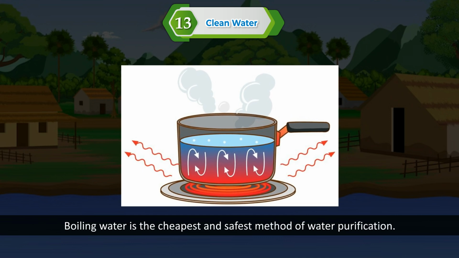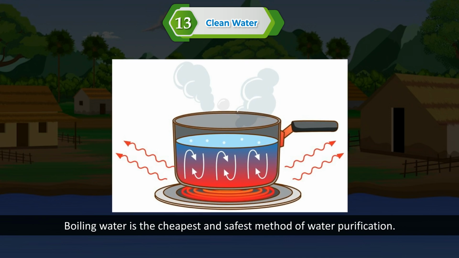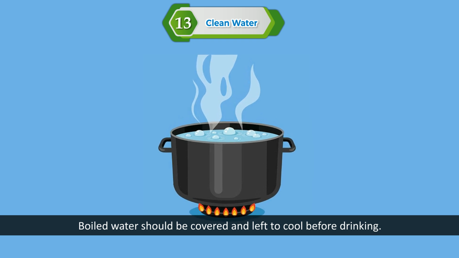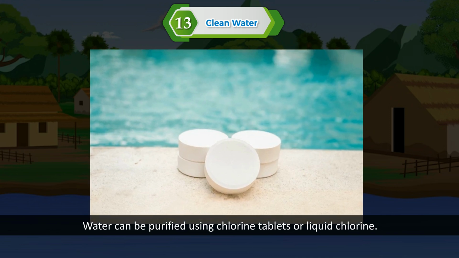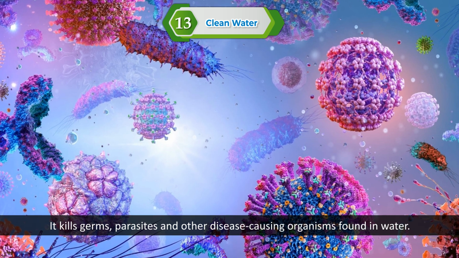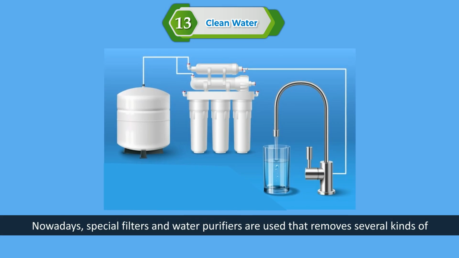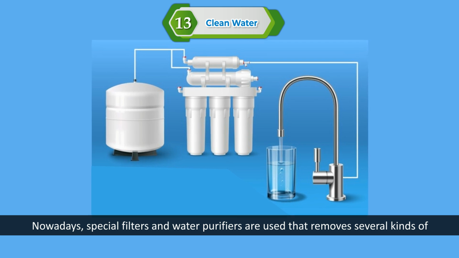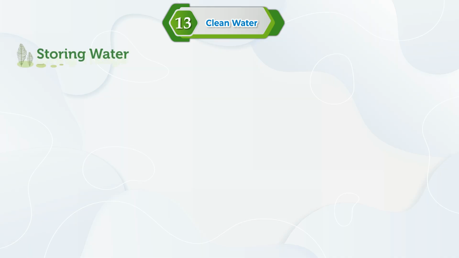Boiling kills the germs. Boiling water is the cheapest and safest method of water purification. Boiled water should be covered and left to cool before drinking. Water can be purified using chlorine tablets or liquid chlorine. It kills germs, parasites, and other disease-causing organisms found in water. Nowadays, special filters and water purifiers are used that remove several kinds of germs and impurities easily.